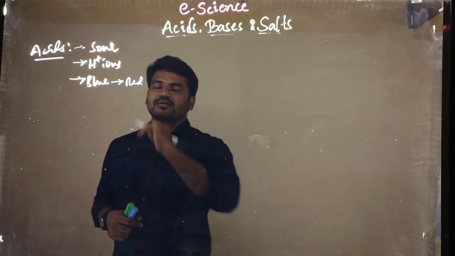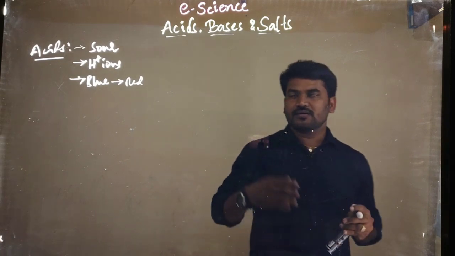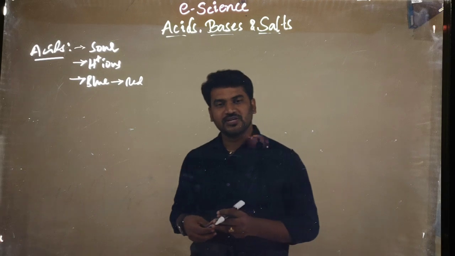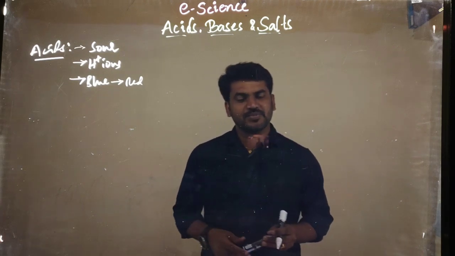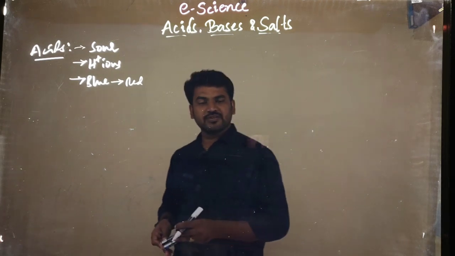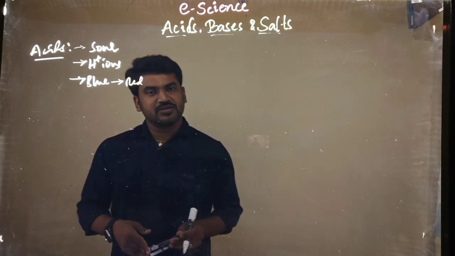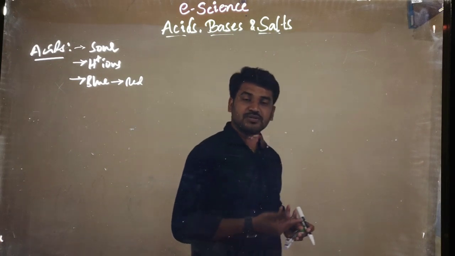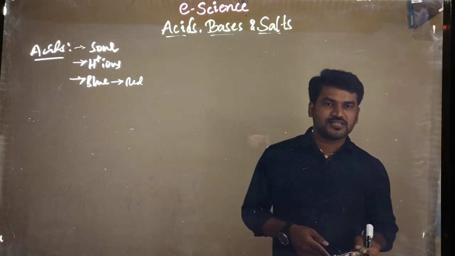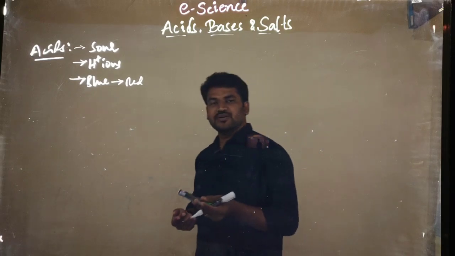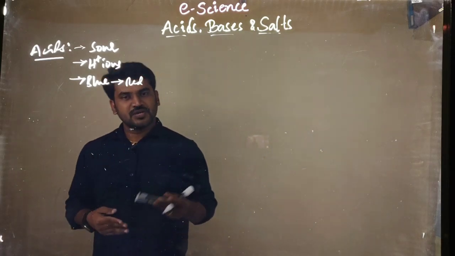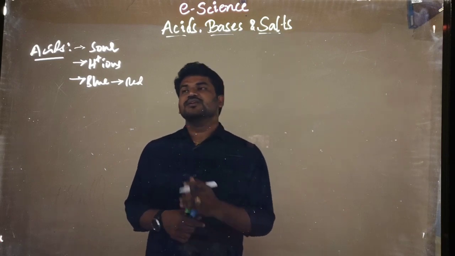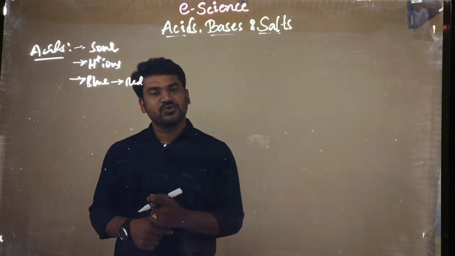Acids are sour in taste. What does that mean? Can you give examples? Yes, in our daily life we can feel that. Tomatoes, lemons, oranges: these are fruits, and they contain organic acids. In a lemon there is citric acid, and in a tomato there is oxalic acid. So acids are present in them, and when you taste them, they are sour.